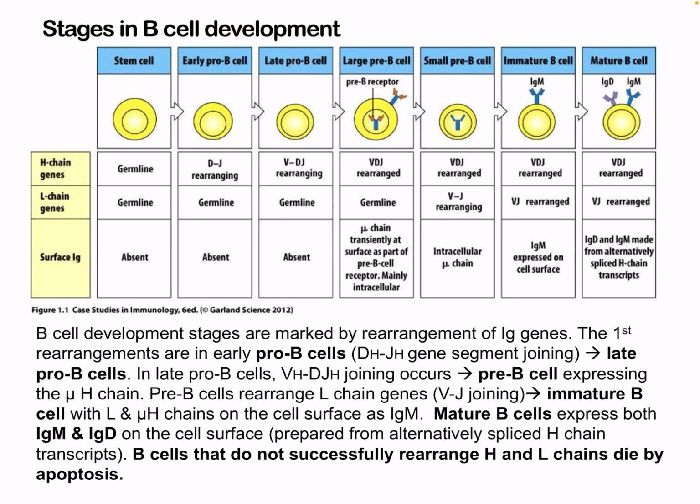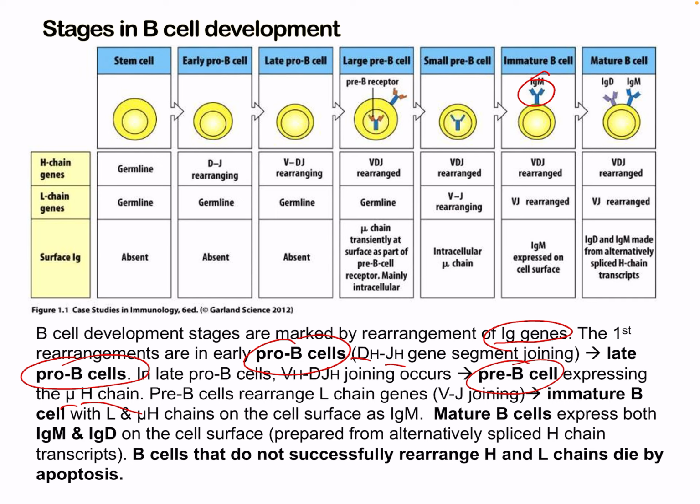So B-cell development stages are marked by the rearrangement of the immunoglobulin genes. The first rearrangements are early in the pro-B cells, where we have DH and JH gene segment joining, forming our late pro-B cells. In late pro-B cells, VH to DJH joining occurs. Then we have the pre-B cell expressing the mu heavy chain. As we said, mu is associated with IgM.